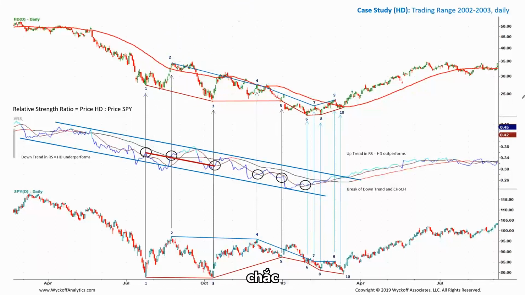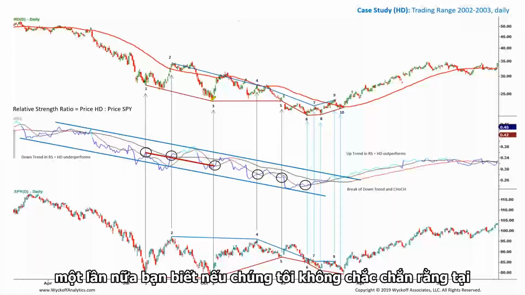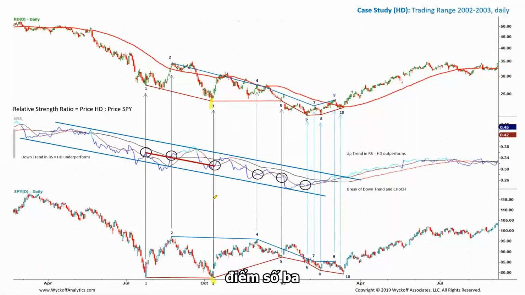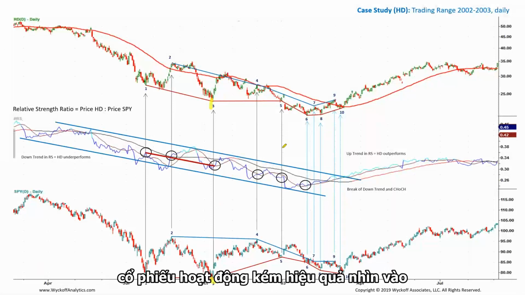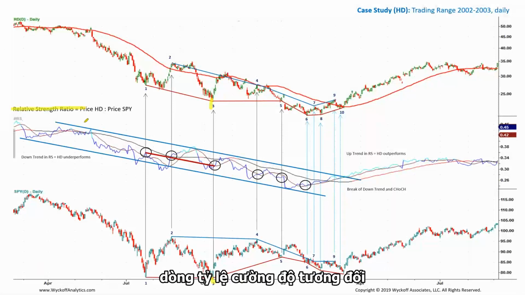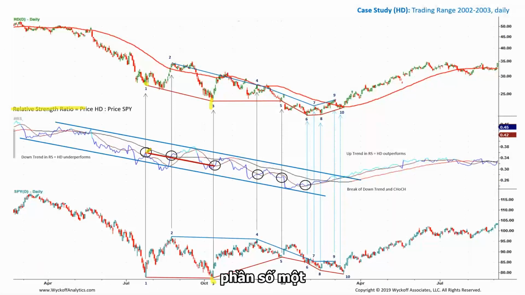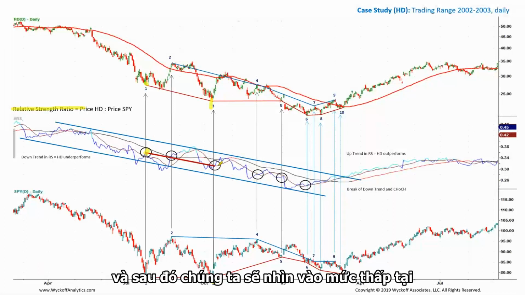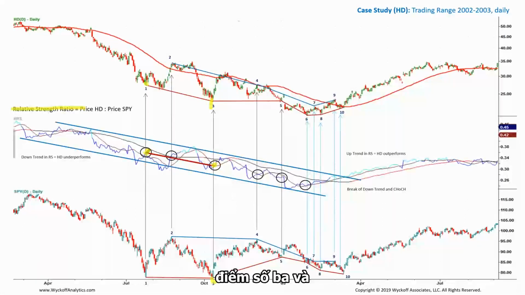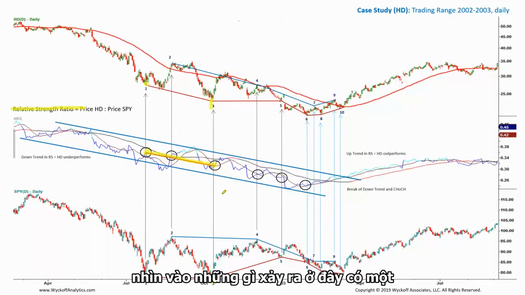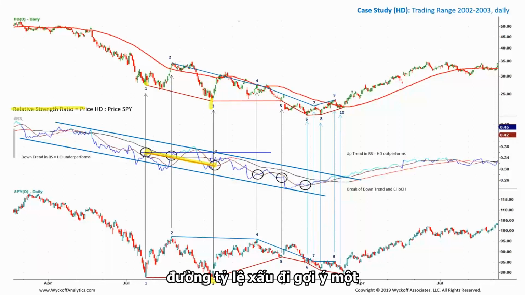Well, if we are not sure that at point number 3 we have the stock underperforming, look at the relative strength ratio line. We still would compare the low at point number 1 to the low at point number 3 and look at what happens here. There is a slope to the downside. So the relative strength ratio line deteriorated, suggesting a weakness in the stock relative to the market.